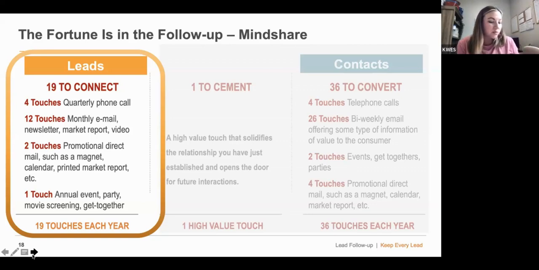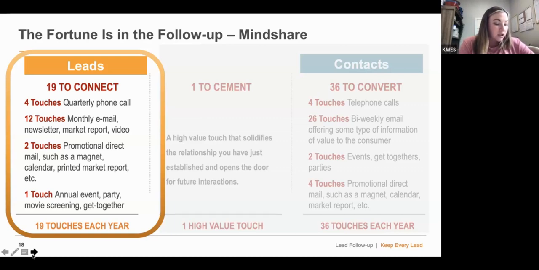2 touches related to promotional direct mail, and then 1 touch that is a client event or party. This would be like if you were trying to farm your neighborhood, maybe hosting an ice cream social in the park or something like that. That would be a client event. So the intent of these touches is to be spread out over a calendar year, which equates to about 1 touch every 3 weeks. The goal of this communication is to establish a formal relationship and open 2-way communication.